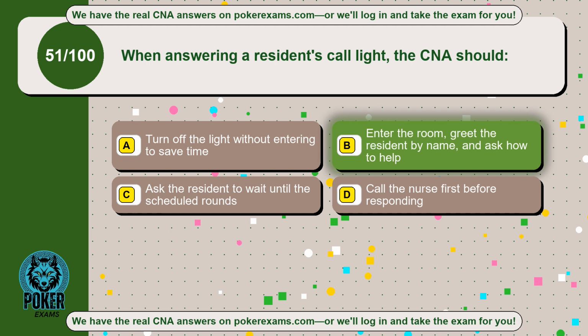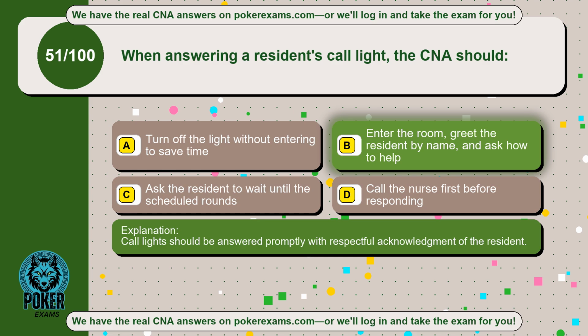The correct answer is option B. Enter the room, greet the resident by name, and ask how to help. Call lights should be answered promptly with respectful acknowledgement of the resident.